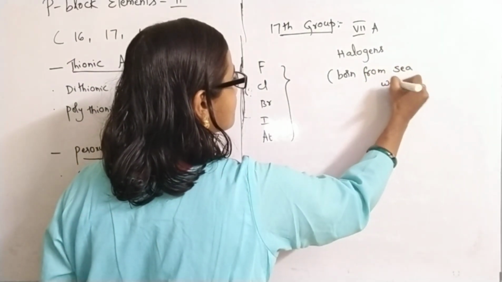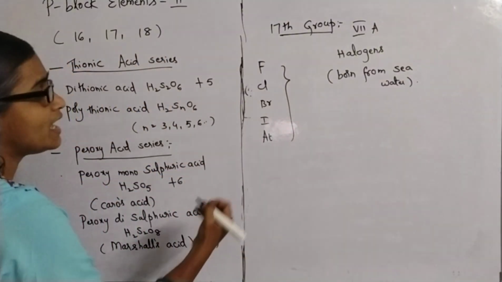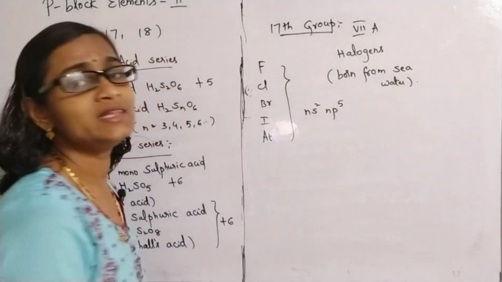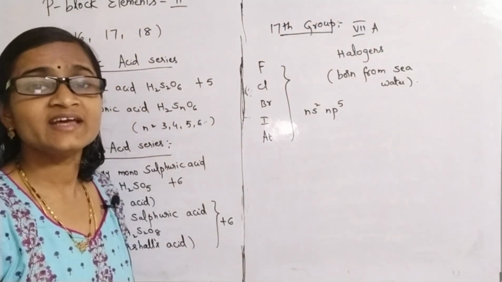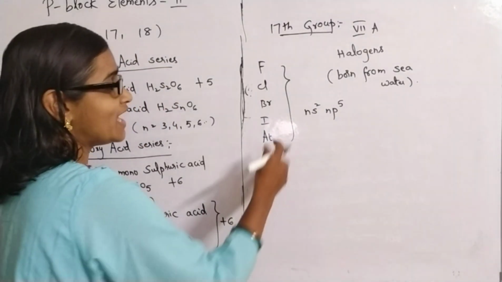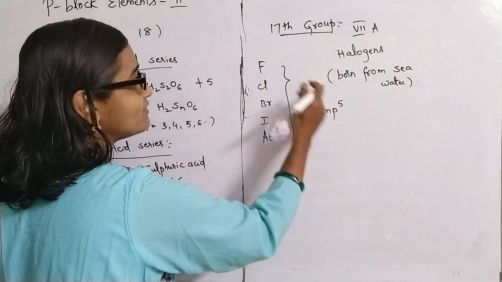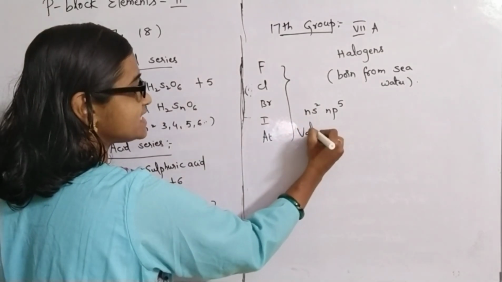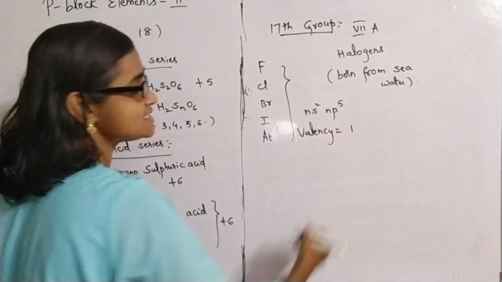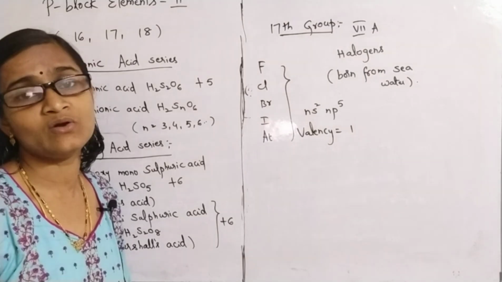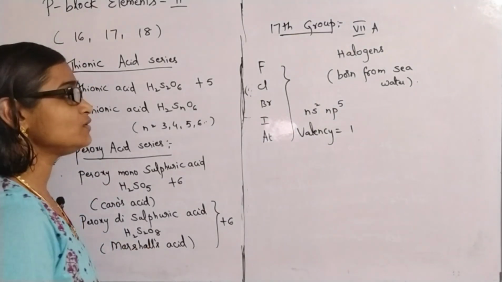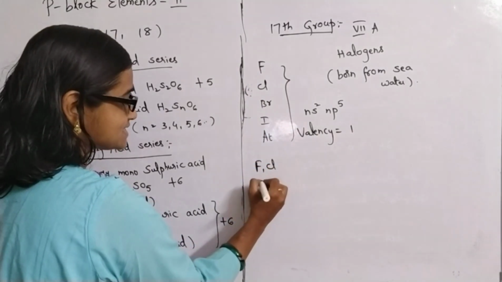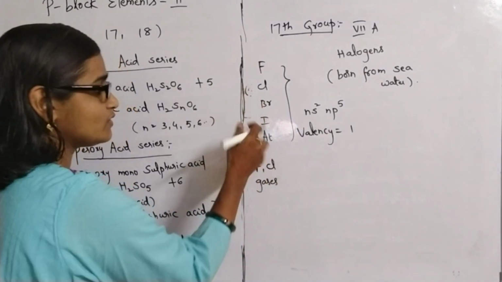Please remember. They have general configuration ns2 np5. All these are monovalent gases. Please remember, monovalent gases. ns2 np5, so total number of valence electrons is 7 and their valency is 1. Monovalent, valency is 1. These all are non-metals. In these non-metals you will find fluorine and chlorine in the form of gases. All are non-metals only.